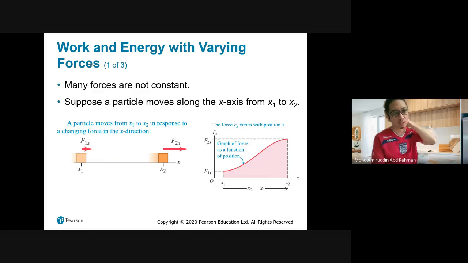So the object moves from point x1 to x2. The force Fx varies with the position. Let's say you have F1x at x1 and F2x at x2. The difference in distance will be x2 minus x1. Then we have the graph of force as a function of position.